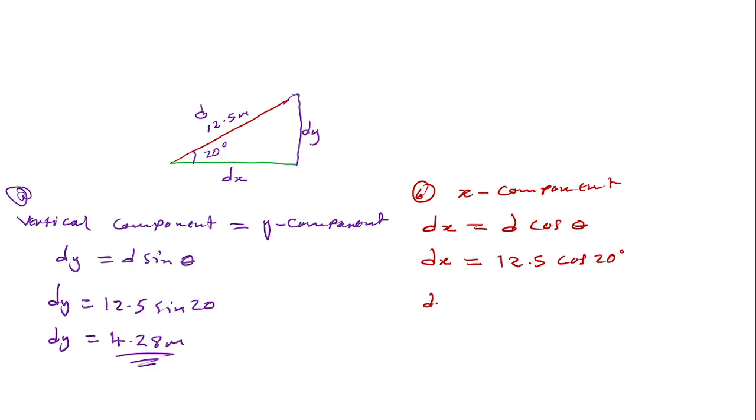So dx, if you place it on your calculator, is going to give you something like 11.7 meters when rounded off. 11.7 meters is the final answer. So that's it for this particular question, and that's how easily you can work it out.